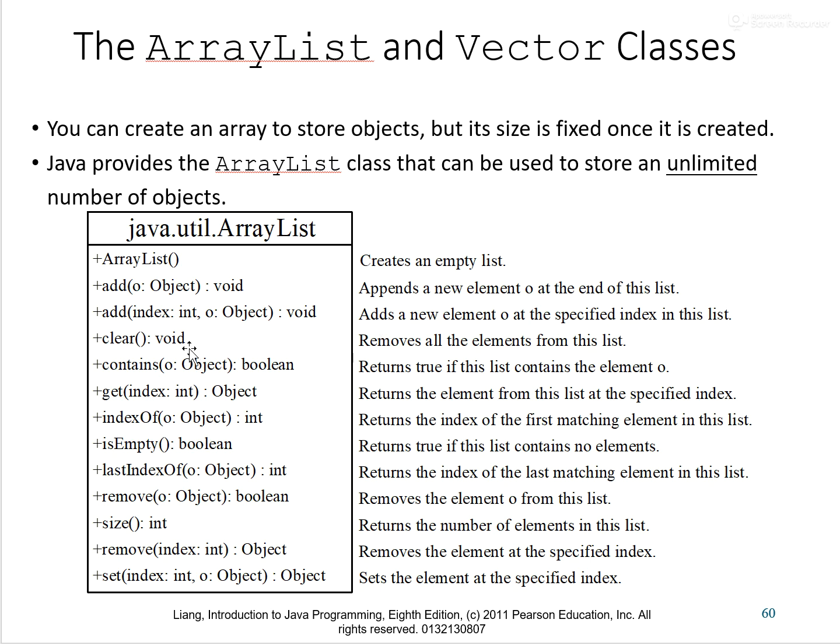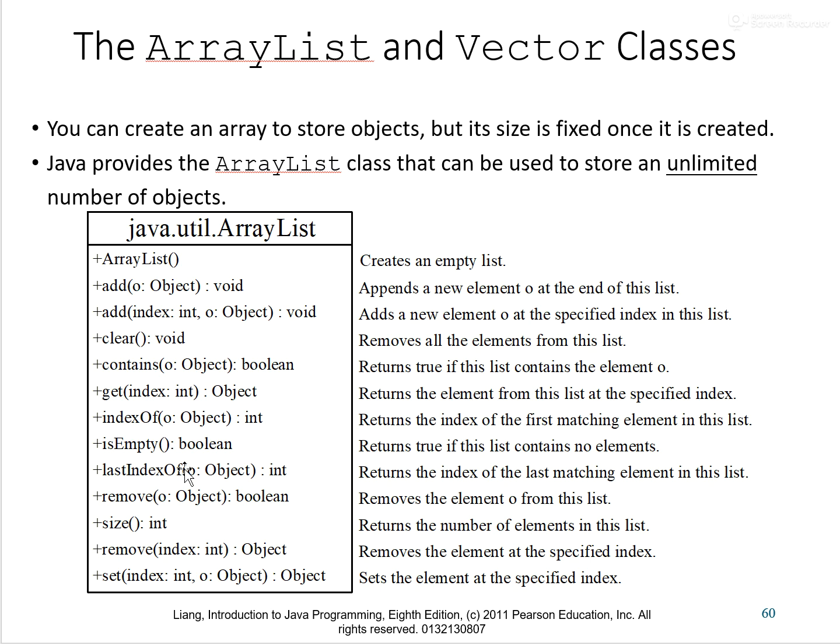Clear removes all elements from the list, so that's kind of like a reset. Contains returns true if the list contains whatever object you provided here. So it's basically checking whether a certain element is already in the list. Get gets you the element from a specific location. So you can provide an integer here, for the 0th element, the first element, the second element, third element, and so on. IndexOf, you can provide an object, and this will give you the location of the first matching element. If you have multiple elements that match the object you give here, you'll get only the location of the first one.